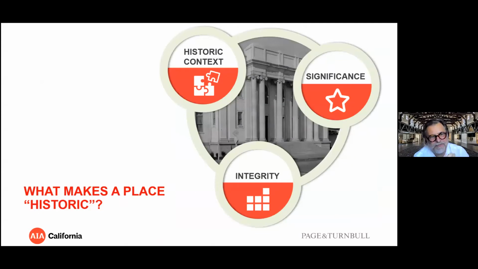There's really three fundamental things that a place needs to be considered historic. The first is a historic context. So a building or property needs to fit within the broad patterns of history. The next is significance. So the property needs to be significant within that historic context. And then the last is integrity. The property needs to have certain elements that physically convey that the building is significant within its historic context.